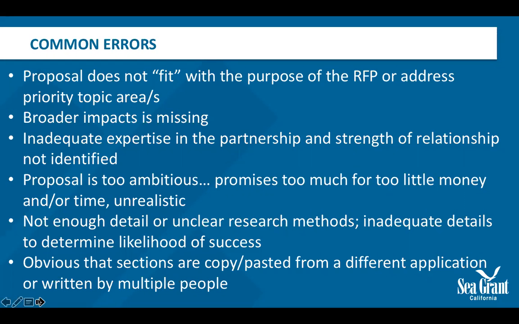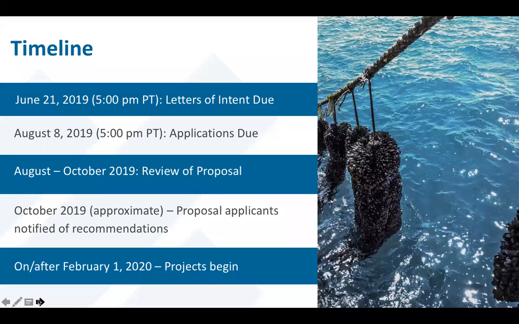So with that being said, the main thing that we just want to make sure that you all know is the timeline, and that you submit your application on time so that we can accept it. And so here is the timeline. So the letter of intent is due June 21st. Your full proposals will be due August 8th. The review process will take place from August to October of this year. And then around October, you will know if you are recommended for funding, and then you can plan for your projects to start in February of next year.